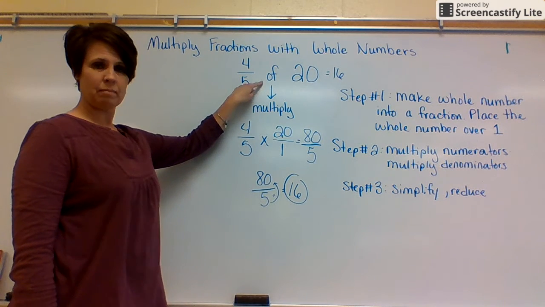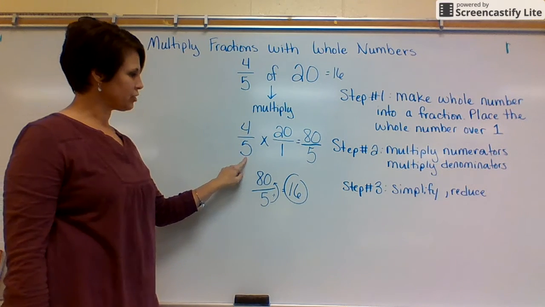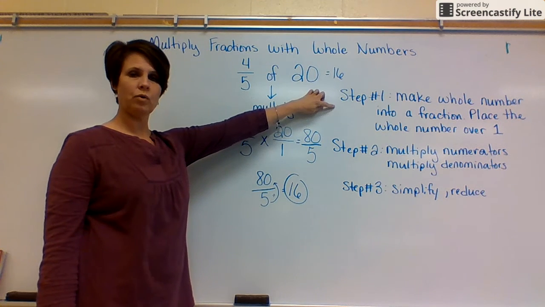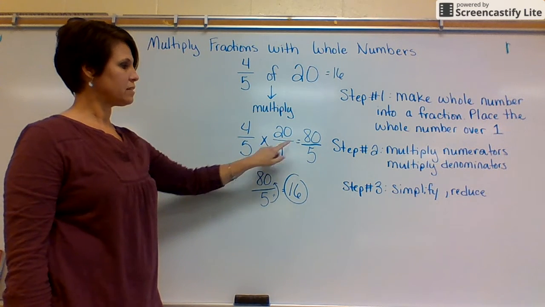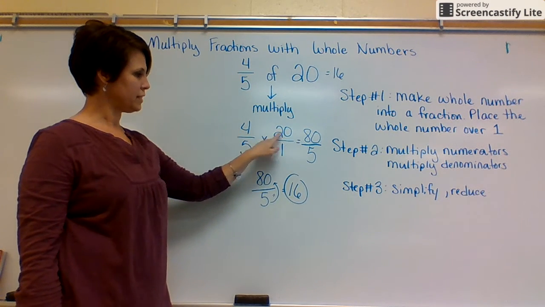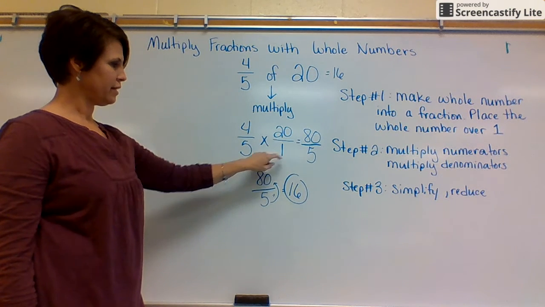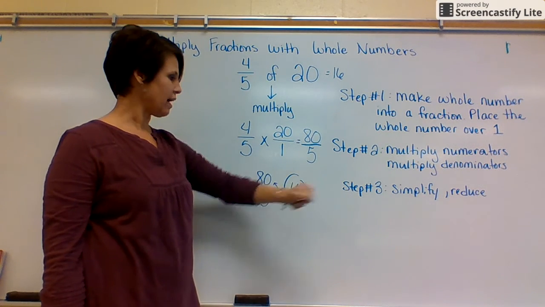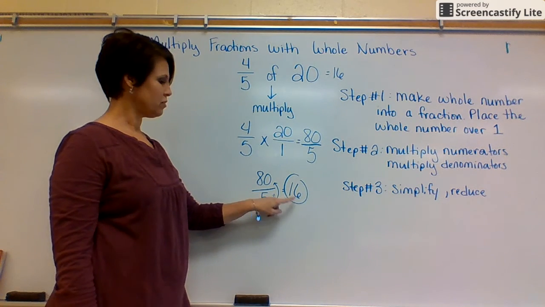Remember, the word of in math means to multiply. When we are multiplying a fraction times a whole number, step number 1, we put the whole number over a 1. And then step number 2, we multiply the numerators. 4 times 20 is 80. We multiply the denominators. 5 times 1 is 5. Step number 3, we see if we can simplify or reduce. 80 over 5 reduces to 16.